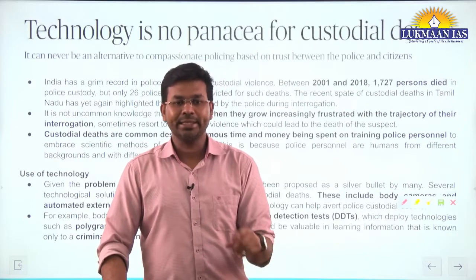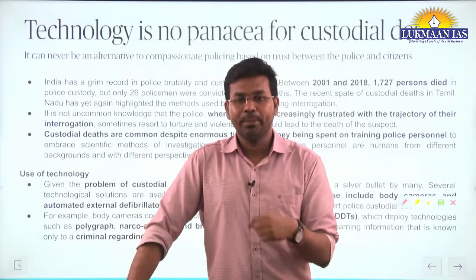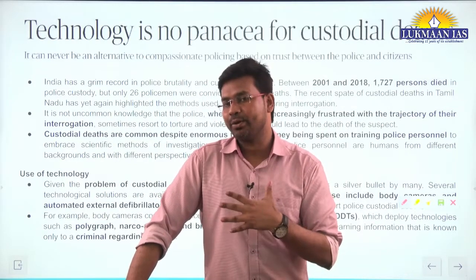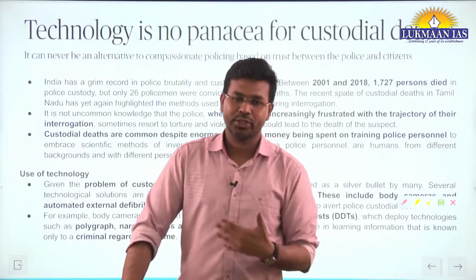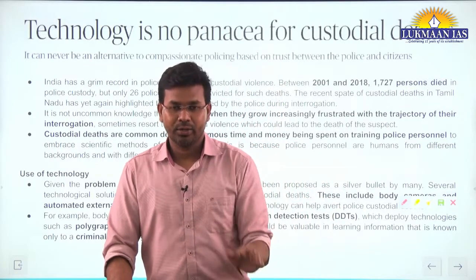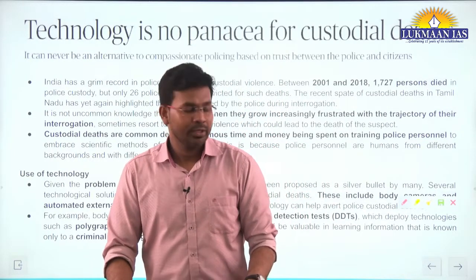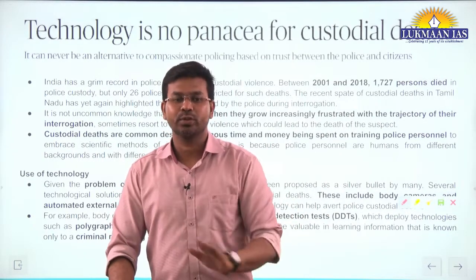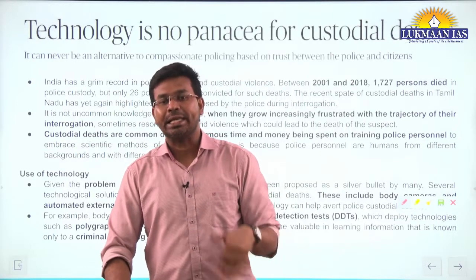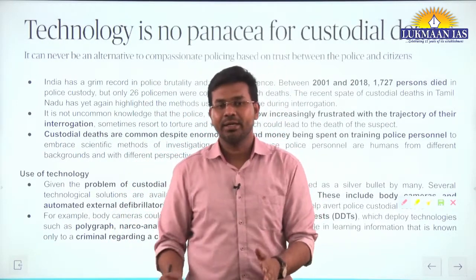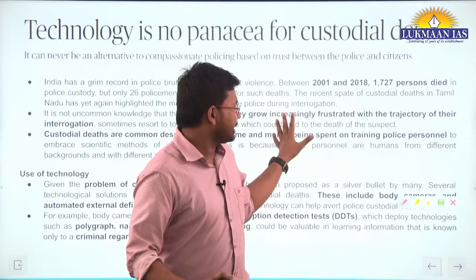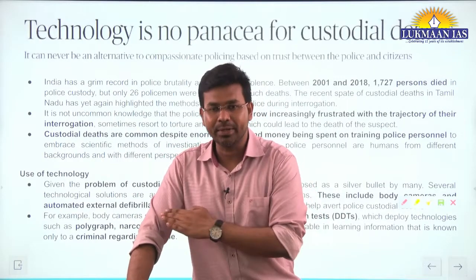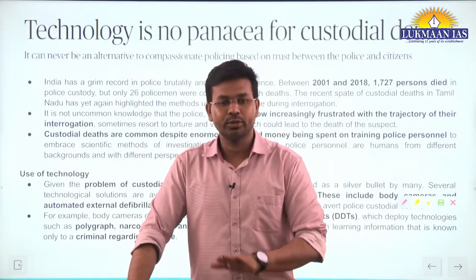So when the conversation between them turns hostile, then there is a likelihood that the policemen, being free and in a position to torture the person in front of them, may resort to violence, and that violence sometimes leads to custodial deaths. It leads to the killing of the suspect, right? And this is not the only case that has happened recently. In the past also we have seen multiple cases of custodial deaths throughout the country.